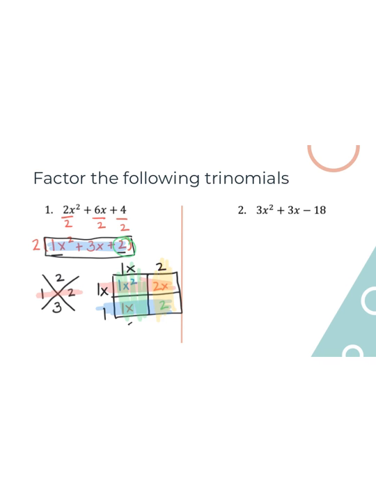Okay, so just like before, we're going to set these up: 1x plus 2, and then what's going down the side, I have 1x plus 1. Well, here's the difference here. Okay, so when we started out, we first started and we factored out that greatest common factor.